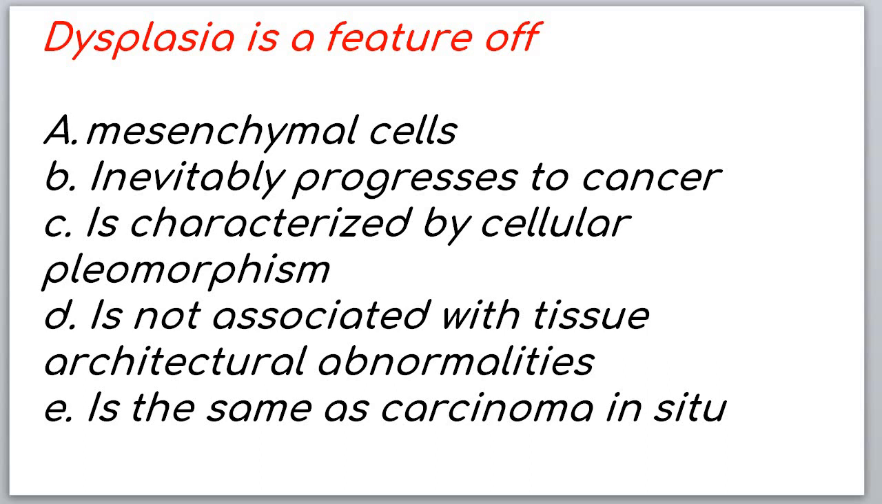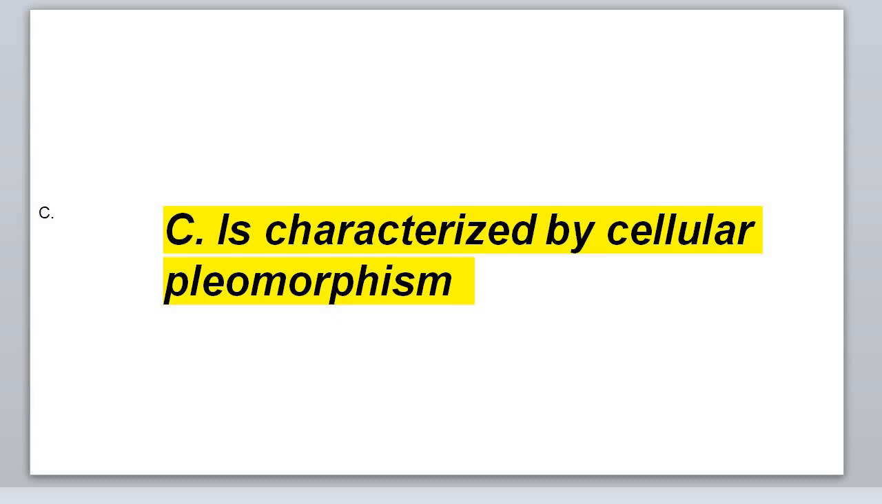Dysplasia is a feature of option A, mesenchymal cells; option B, inevitably progresses to cancer; option C, is characterized by cellular pleomorphism; option D, is not associated with tissue architectural abnormalities; option E, is the same as carcinoma in situ. Option C, is characterized by cellular pleomorphism, is the correct option.